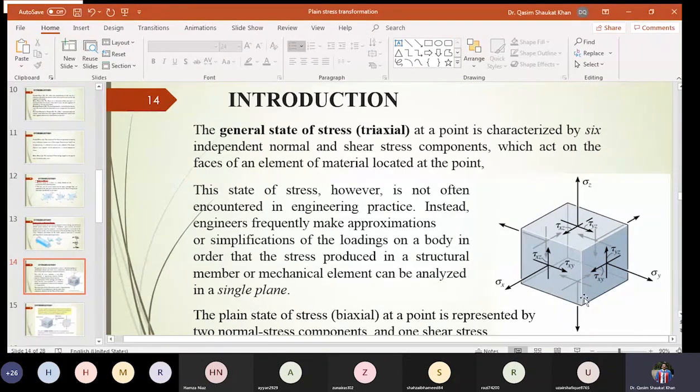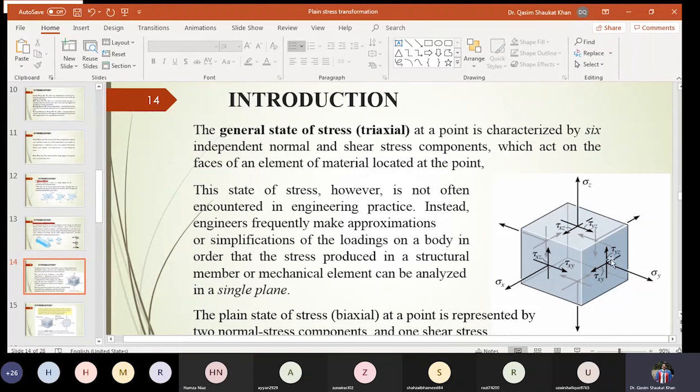Then comes this y plane, the y face. Now on this y face you have this normal stress sigma yy, originated in the y plane and along the y axis. So it is sigma yy, normal stress. Now comes the shear stresses. So this shear stress will be tau yz. Tau yz is complementary to this tau zy. So tau yz is complementary to tau zy.